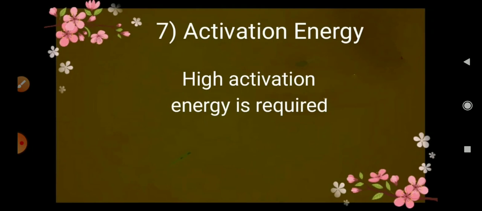As in a chemical reaction, initially sufficient energy is required to form an activated complex. That energy is called activation energy. So, we can say that it requires high activation energy.